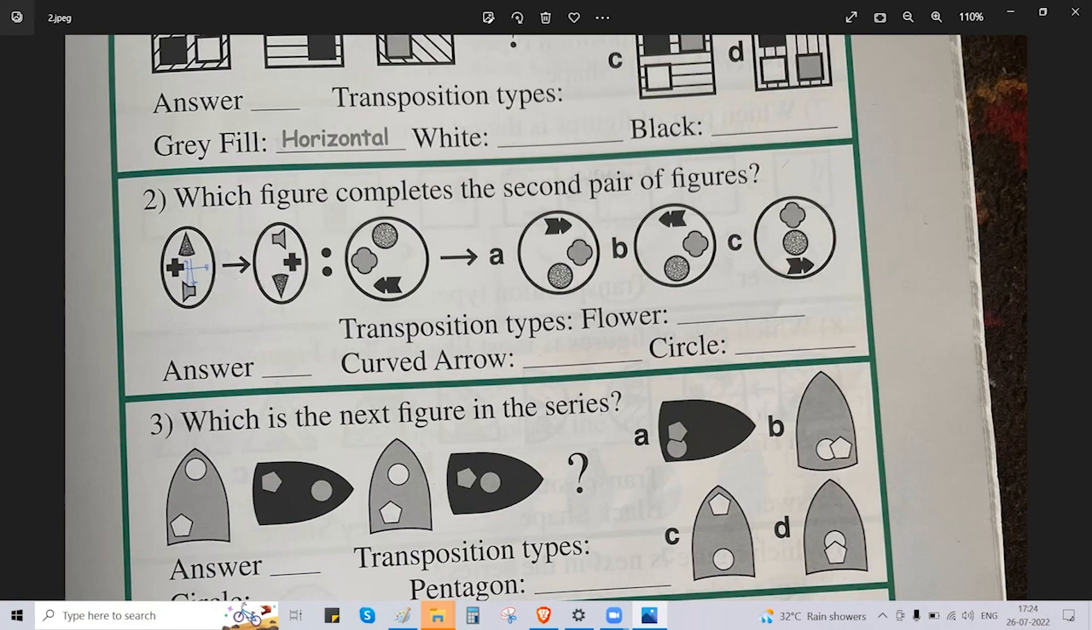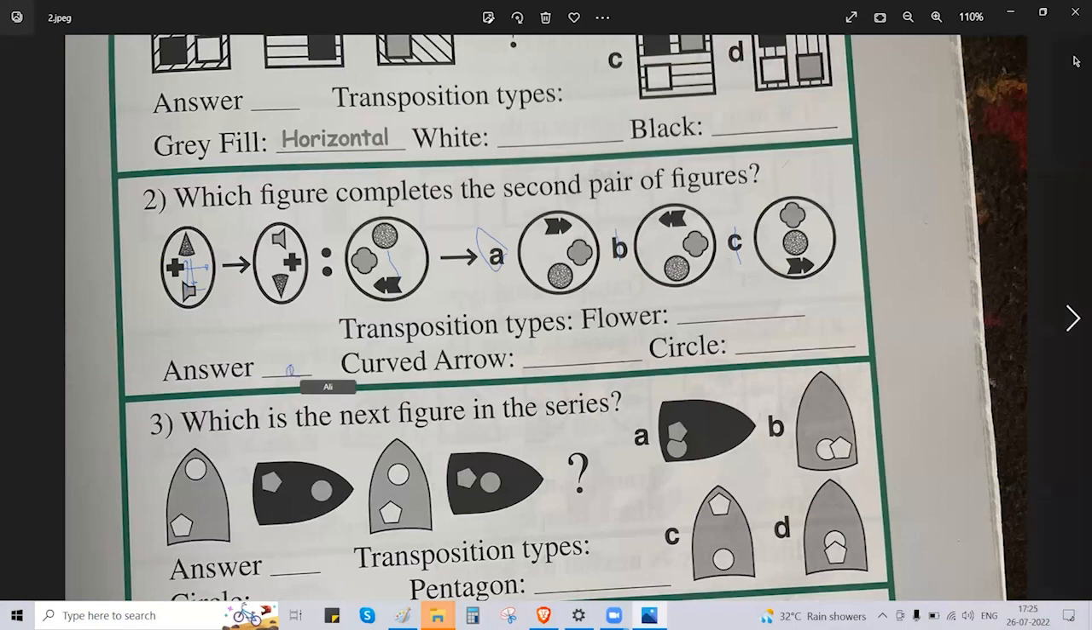First, I think, when this triangle goes down, the circle will go down. So it can't be C. And then, let's see. When this speaker goes up, it not only goes up, it also rotates horizontally this way. So then we would have to add that in. So it's not B, it can only be A. So we know our answer has a bad circle anyways. Now we need to fill in the transposition.